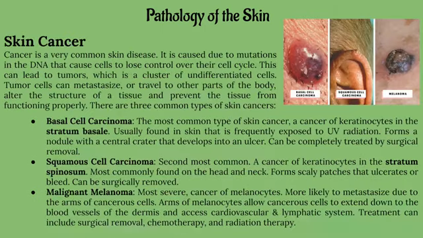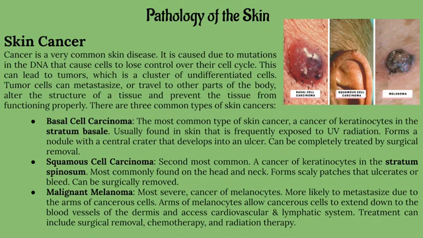Cancer is another type of skin wound. It's caused due to mutations in the DNA that cause the cell to lose control over its cell cycle. This usually leads to a tumor, which is a cluster of undifferentiated cells. All cancerous tumors are classified by their ability to metastasize, which is pretty much their ability to spread to other tissues in the body through either the cardiovascular system or the lymphatic system.